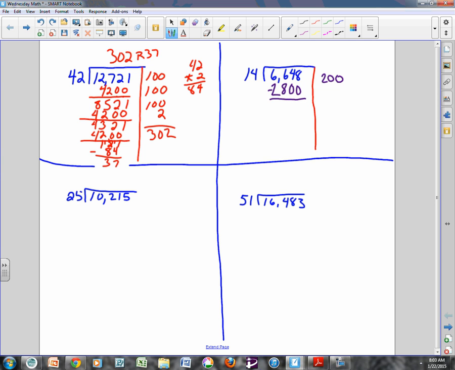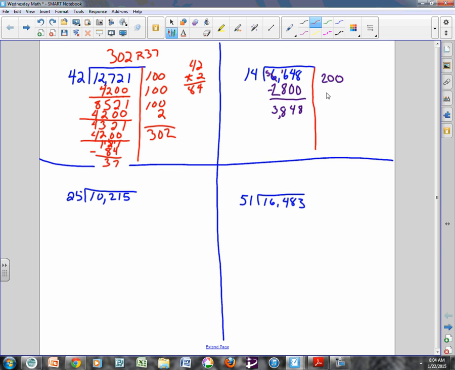And I know that 8 minus 0 is 8. 4 minus 0 is 4. 6 minus 8, we need to regroup. 16 minus 8 is 8. And 5 minus 2 is 3. So I end up with 3,848 after I divide 6,648 or multiply 14 by 200.